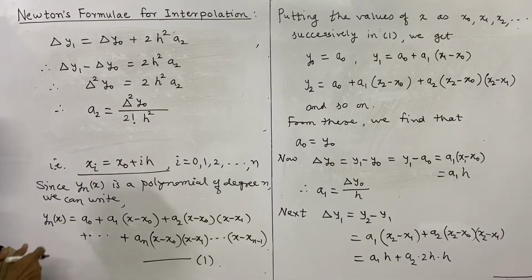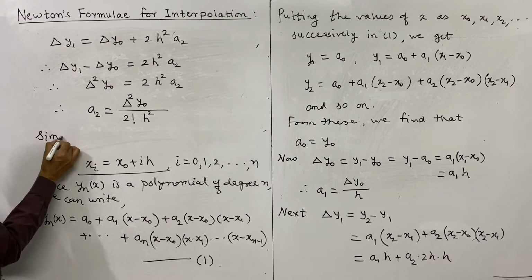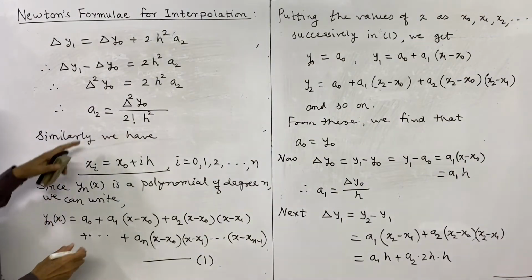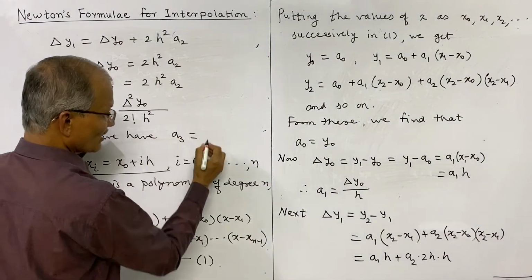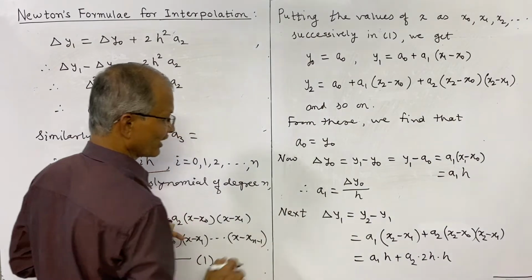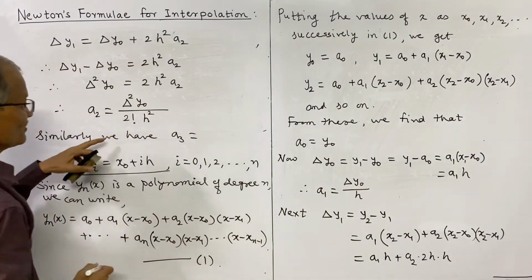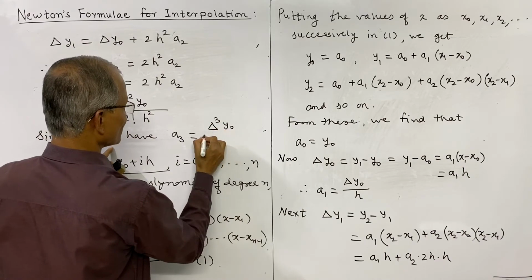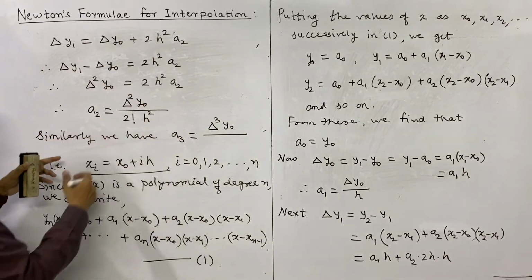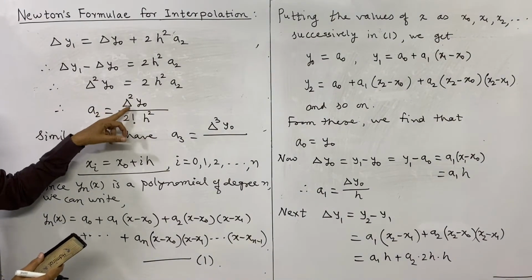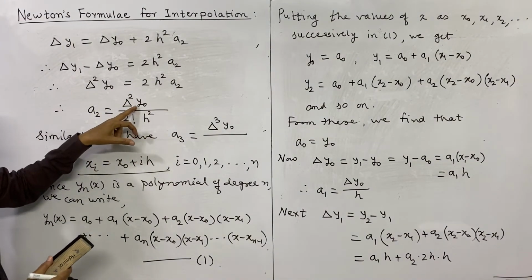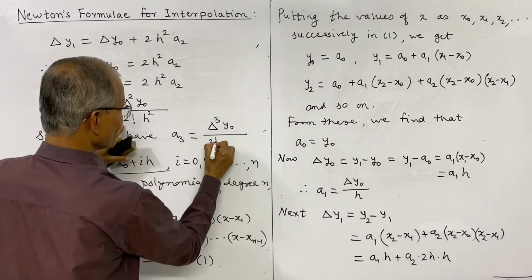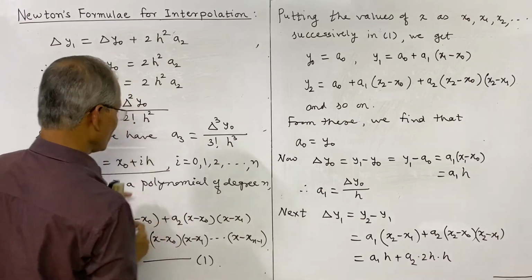So similarly, now what is the next value will be, from this we can guess. Here also we can write this as 1 factorial into h to the power 1. Similarly we have a3 is equal to delta cube y0 divided by, the power is raised, the suffix increases, and here the terms will increase correspondingly. y0 will remain fixed, h will remain fixed, but their powers will change. This is 3 factorial h cube, and so on.